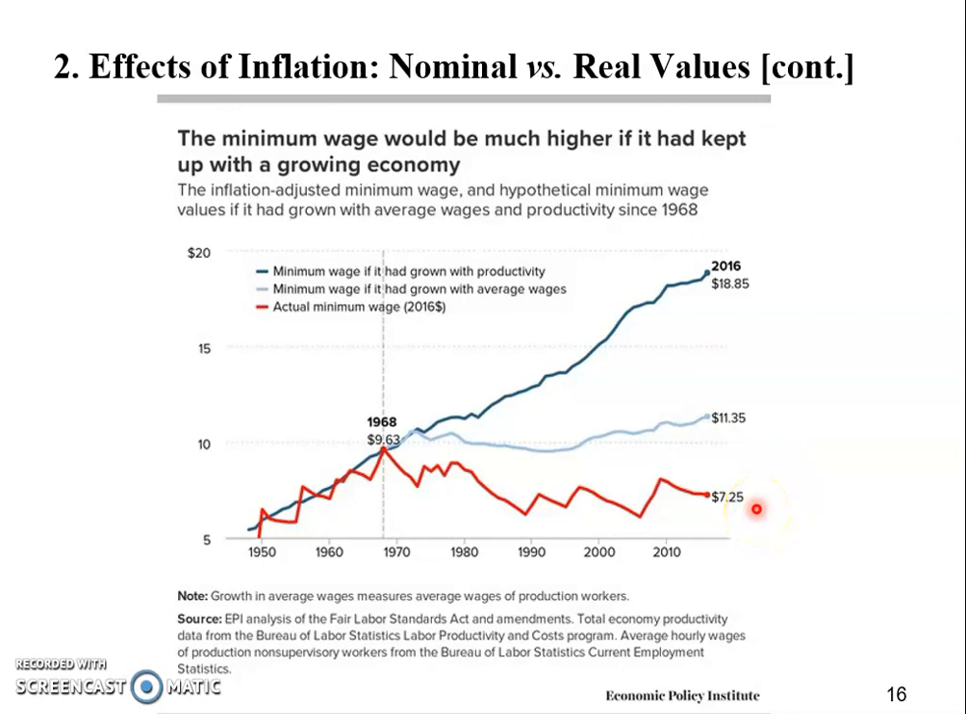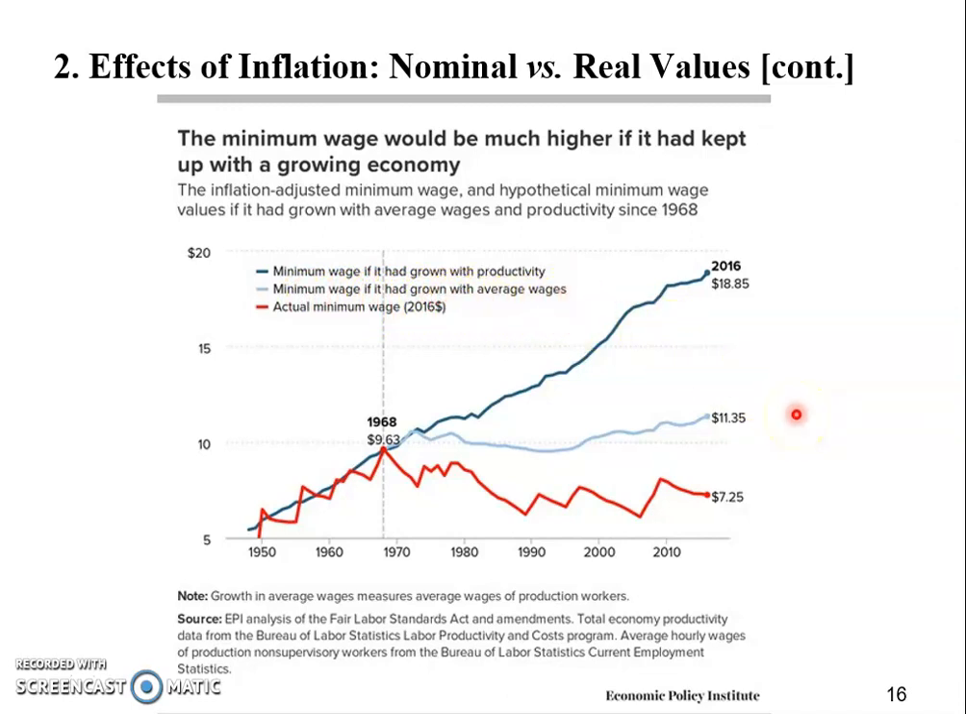In other words, the evidence did not support the argument usually made by businesses. So the workers are actually getting more and more productive. They should get more and more pay, but they did not. Okay. Now the light blue curve shows the minimum wage if it had grown with the average wage.